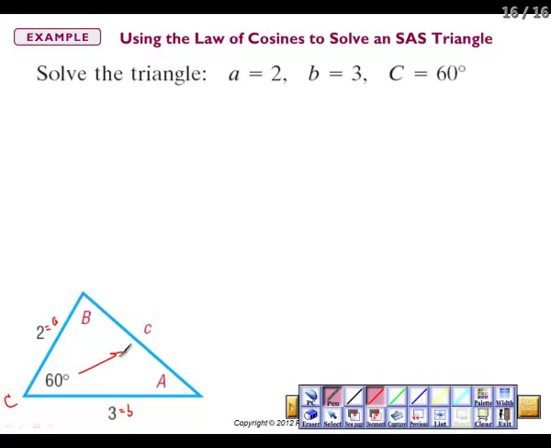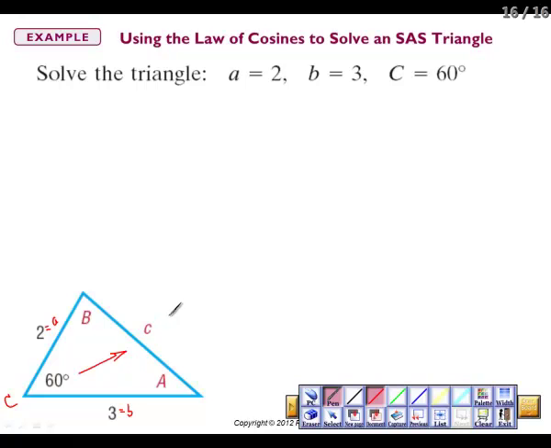Our opposite side is not given, and we cannot use the Pythagorean theorem. Why? Because we don't have two perpendicular sides. We don't have an angle that's 90 degrees, so we cannot use the Pythagorean theorem. So we have to use the law of cosines here.